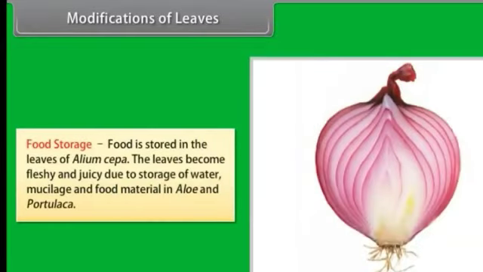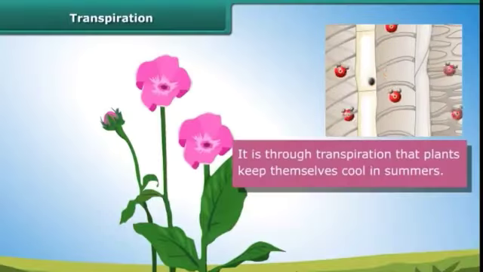Apart from that, scaly leaves are also a type of leaf modification. They may be fleshy, as in the case of onion, where they store food, or they may be dry, as in the case of ginger, where they protect the axillary buds.